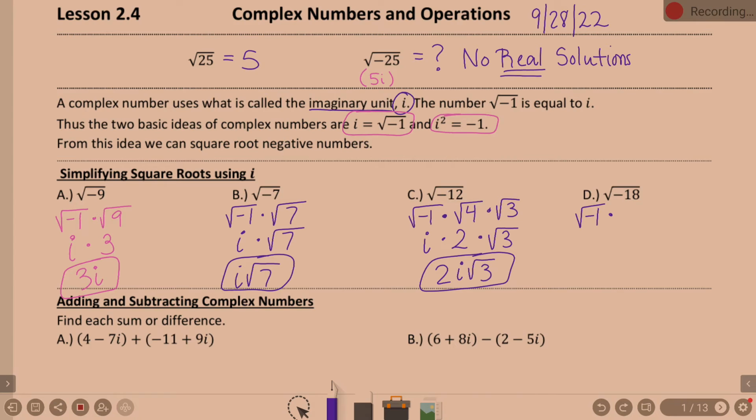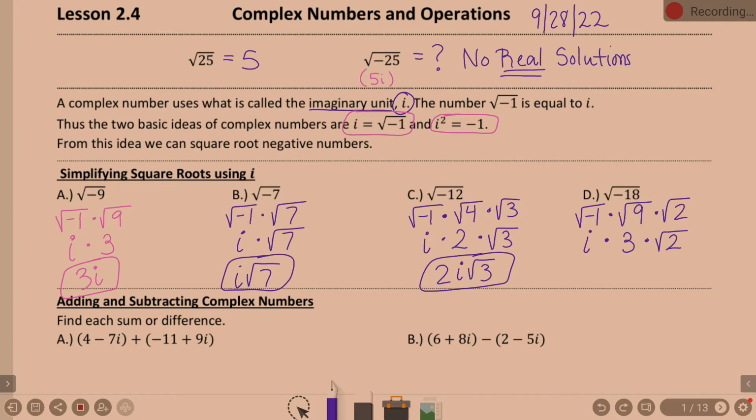9 times 2. Okay. Someone could also throw out 3 times 6, but which one do I want to use? 9 times 2, because I can take the square root of 9. I can't take the square root of 3 or 6, but I can take the square root of 9. So 18, I'm going to throw out 9 times 2. What is the square root of negative 1 again, class? I. When you walk in tomorrow, I expect you to know that, right? What's the square root of 9? 3. What's the square root of 2?